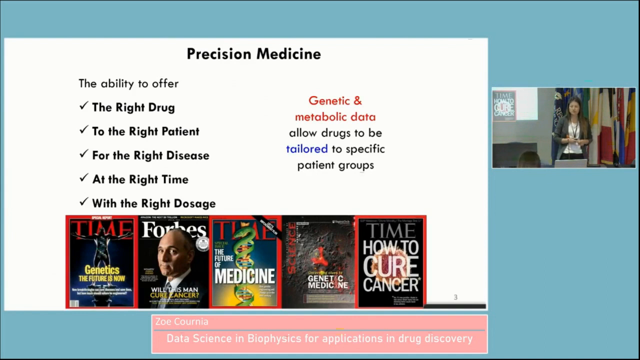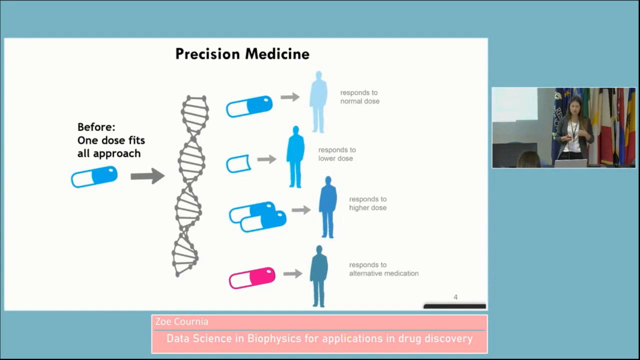So what is precision medicine? This concept of precision medicine, which is quite new, it's here just for the last 15-20 years, is the ability to offer the right drug to the right patient for the right disease at the right time and at the right dosage. So we want to give patients the best possible medicines. And genetic and metabolic data now allow these drugs to be specifically tailored for specific patient groups. And I will give you a specific example why that's important.